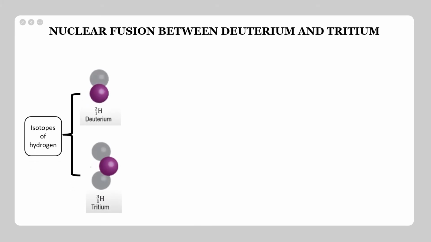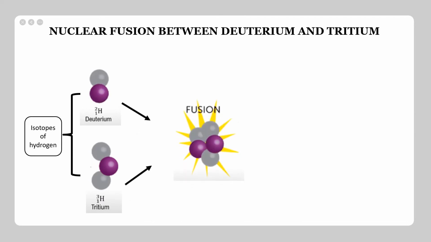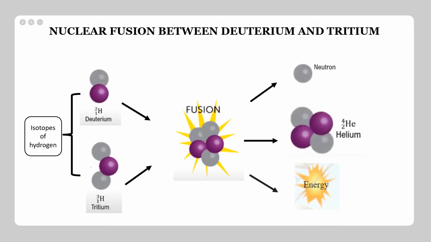Now, let's see the process of nuclear fusion between deuterium and tritium. Here, we have deuterium and tritium, and they are isotopes of hydrogen. When we have two atoms or two nuclei, then we combine them together. Therefore, the process of fusion will occur. After the reaction, it produces a neutron, helium, and a large amount of energy is released. In conclusion, nuclear fusion occurs when we combine or join two nuclei together to form a new heavier nucleus.